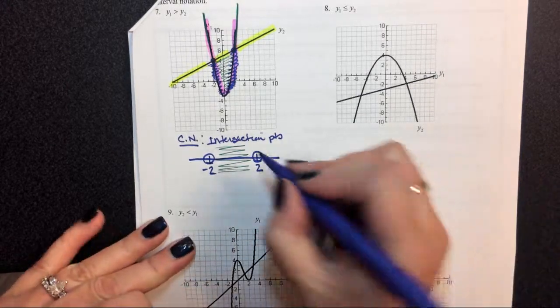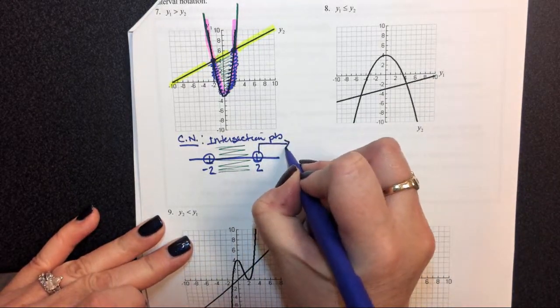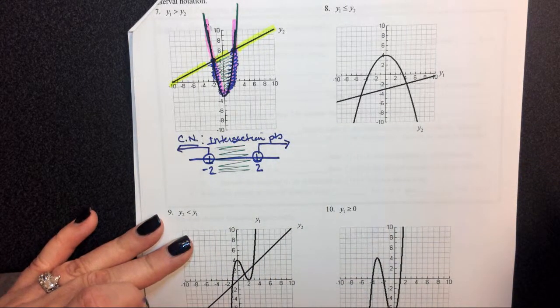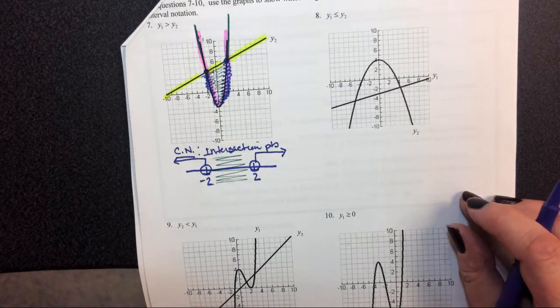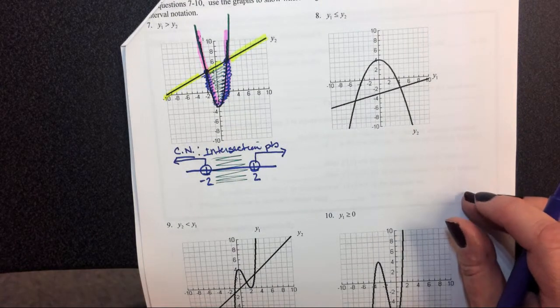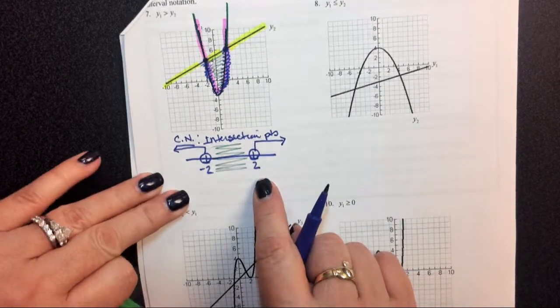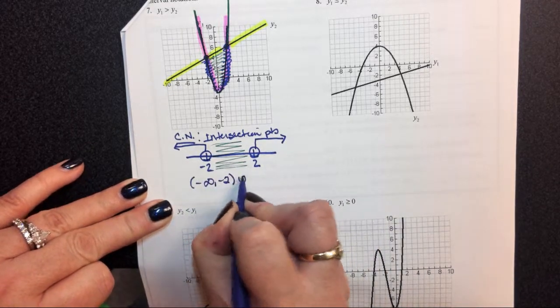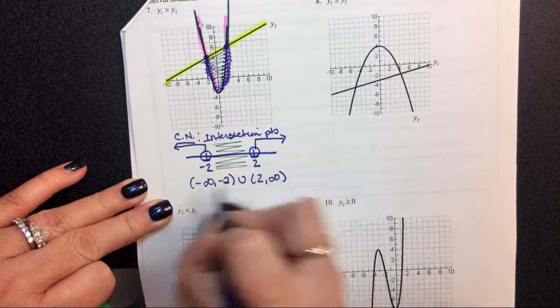So my solutions then are going to have to be where I'm greater than 2 and where I'm less than -2. So that's where the number line can kind of help you. Then I now could write my answer in interval notation. It's going to be from -infinity to -2, and then 2 to infinity.